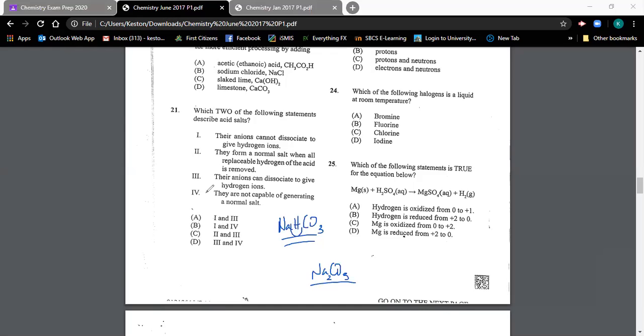So saying that it is not capable of generating a normal salt, that's not totally correct, right? The anions cannot dissociate to give hydrogen ions. That's not correct either. So they form a normal salt when all the replaceable hydrogen of the acid is removed. That's correct, and you get sodium carbonate in this instance, and the anions can dissociate to give hydrogen ions. Yes, that's possible. So we're looking at C for this one. Everybody all right with that? Just drop a one if you are.